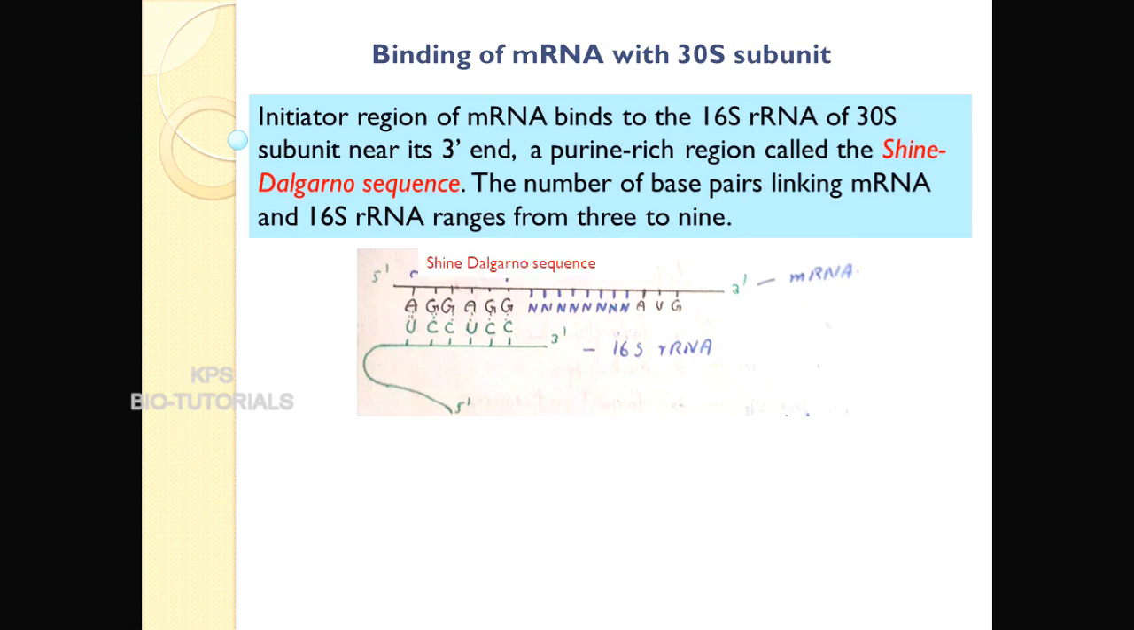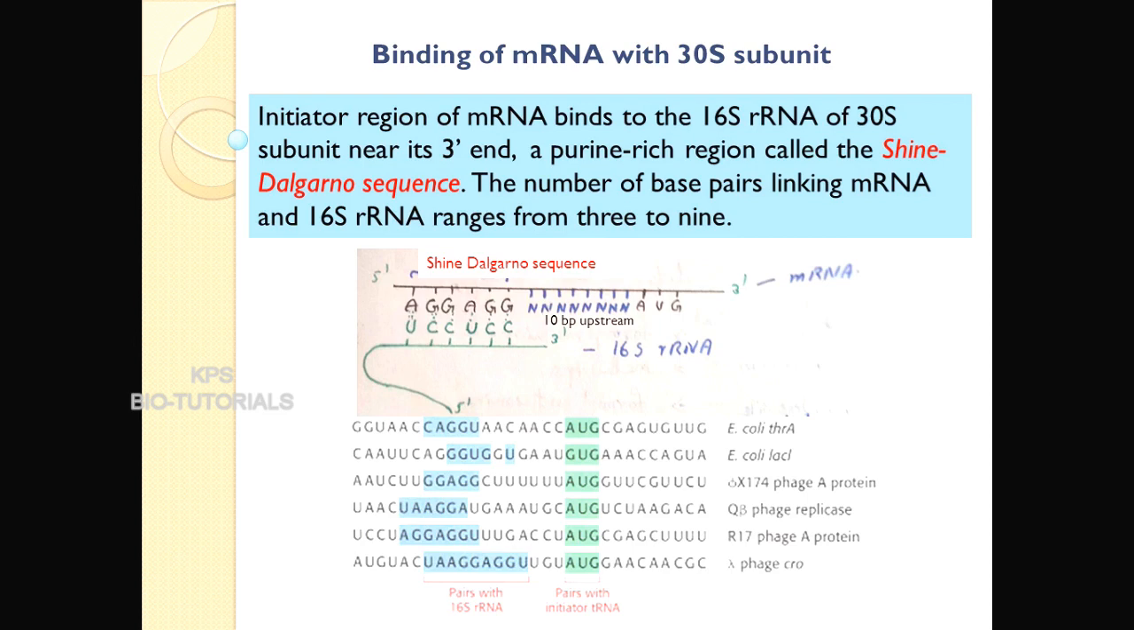Here there are Shine-Dalgarno sequences of different strains of E. coli and bacteriophages. They are located upstream of the start codon AUG, and usually the base sequence of the Shine-Dalgarno sequence is AGG. Its length may vary from 3 to 9 base pairs, and this Shine-Dalgarno sequence is purine rich.